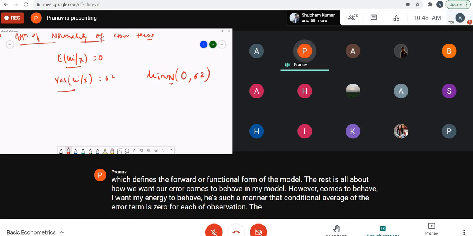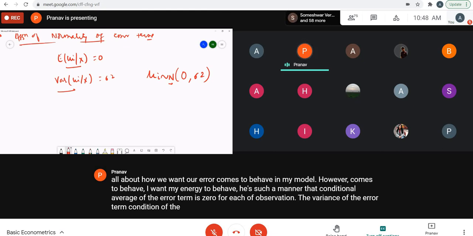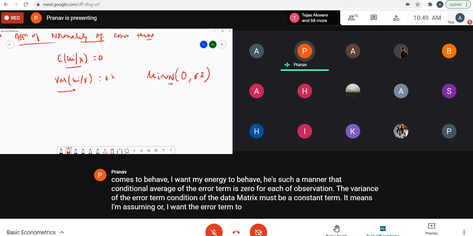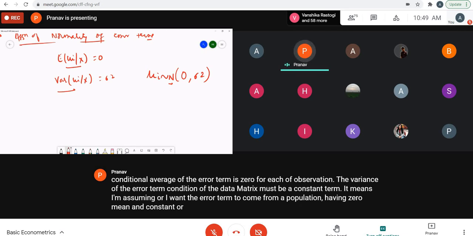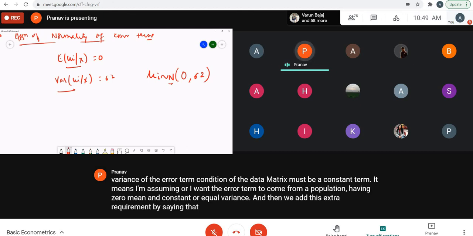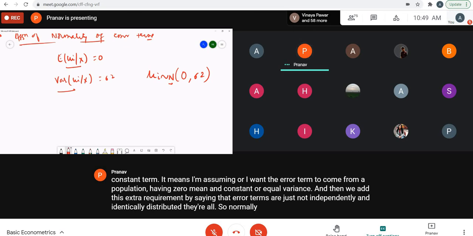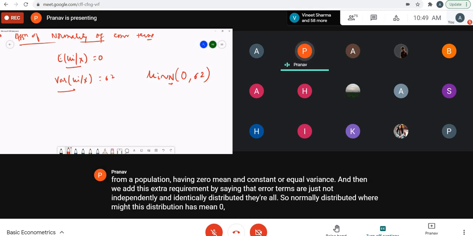The variance of the error term, conditional on the data matrix, must be a constant term. It means I'm assuming, or I want, the error term to come from a population having zero mean and constant or equal variance. And then we add this extra requirement by saying that error terms are not just independently and identically distributed, they're also normally distributed, whereby this distribution has mean 0 and variance sigma square, a constant term.